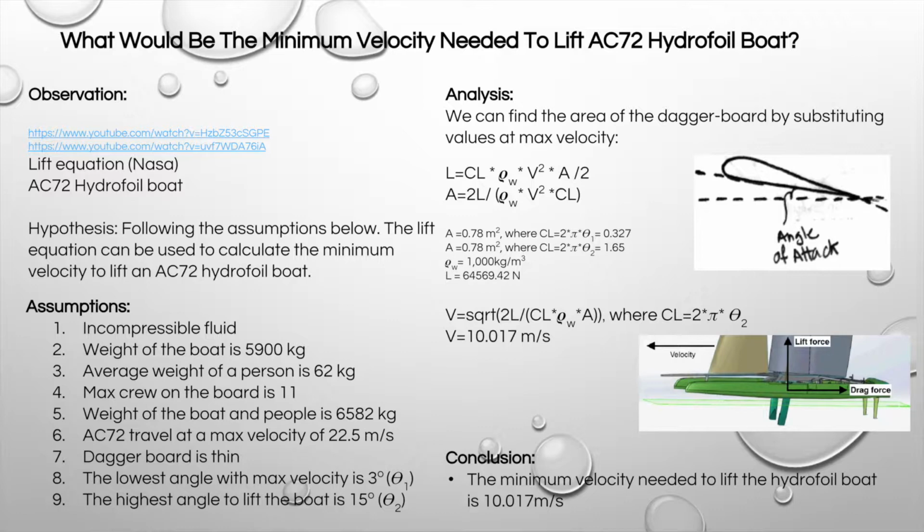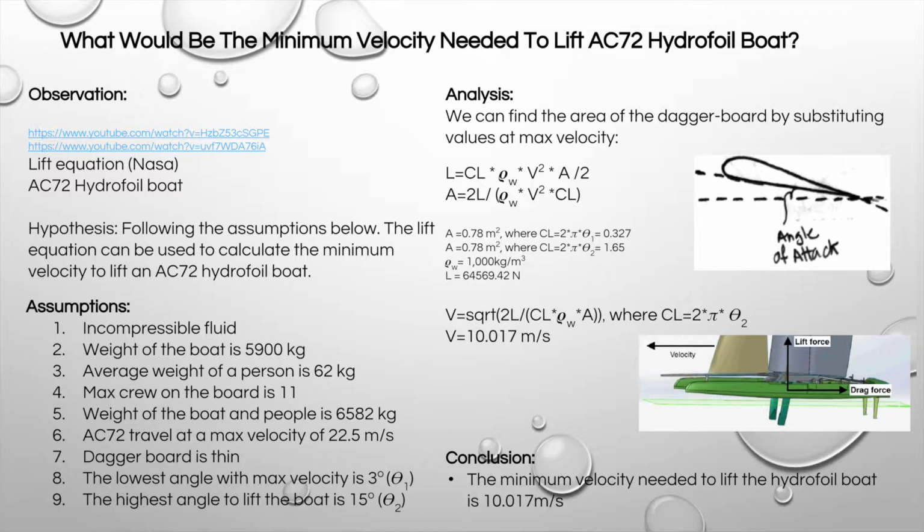We assume the dagger board is thin, so we can use the equation for the coefficient of lift, 2π radians. The lowest angle with the max velocity is 3 degrees. The highest angle to lift the boat is 15 degrees. We got all the equations and the radians from the MIT page.